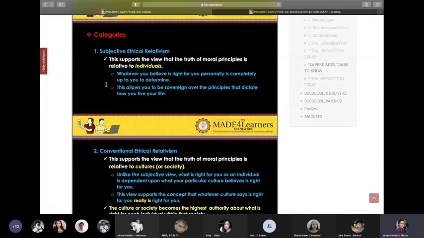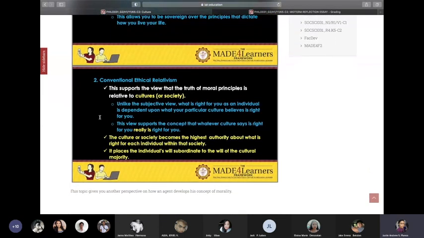The other one is conventional ethical relativism. This supports the view that the truth of moral principles is relative to cultures or society. In a specific culture or society, there are certain conventional norms. By convention, we mean something that is agreed upon. So the norms of right and wrong in a specific culture are agreed upon by the people belonging to that culture. So right and wrong becomes culture specific.